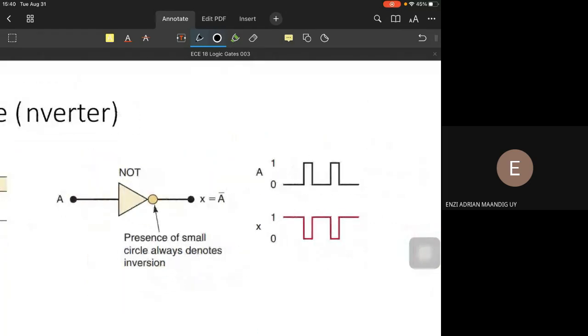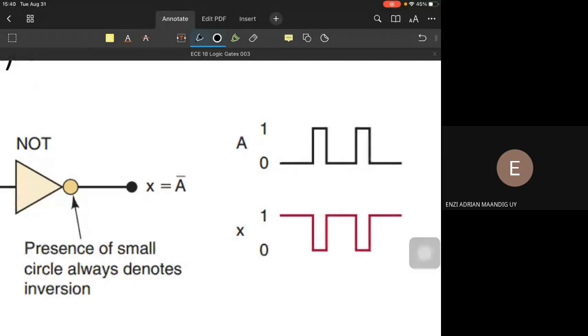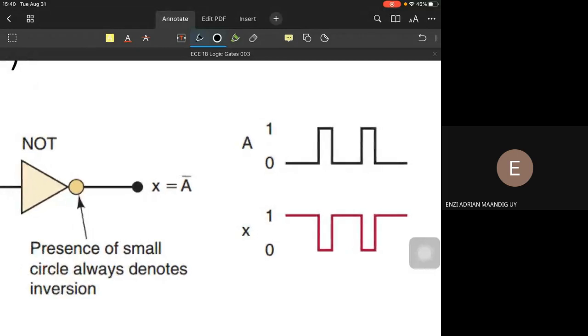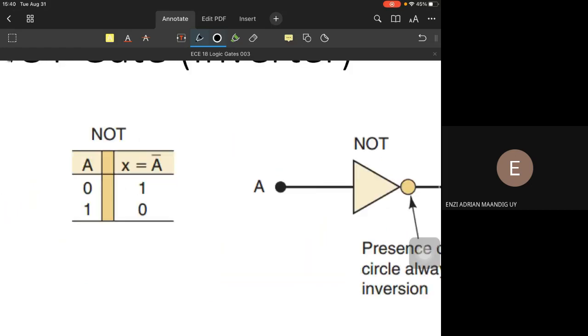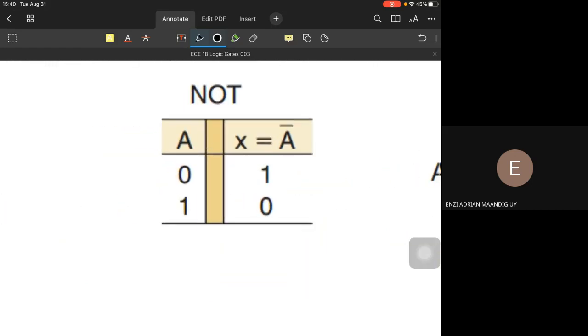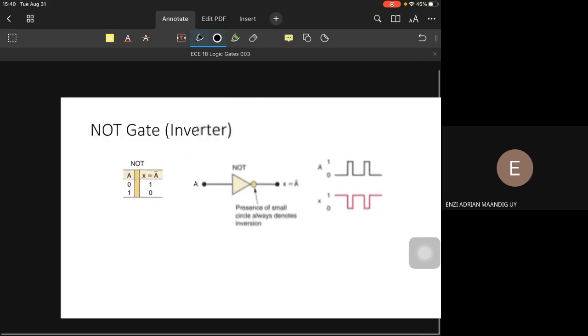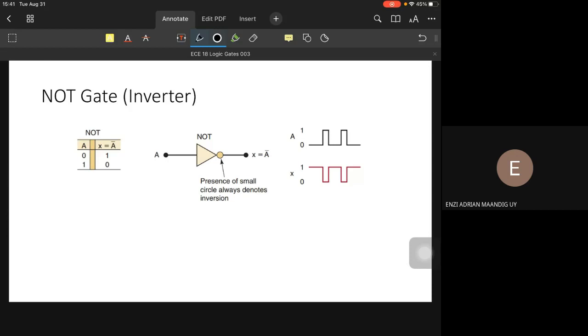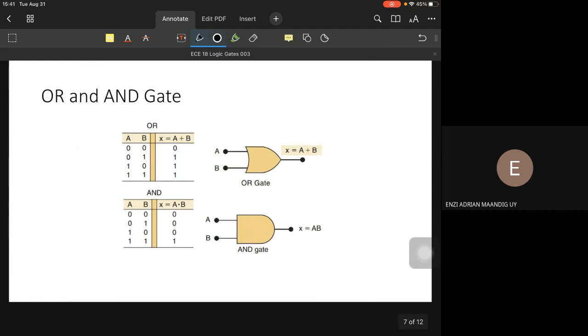Then its graph, and its truth table. Okay? So if A is 0, X is 1, or A NOT is 1, and if A is 1, X is 0. Okay? If there are no questions, I'll move on to the next.